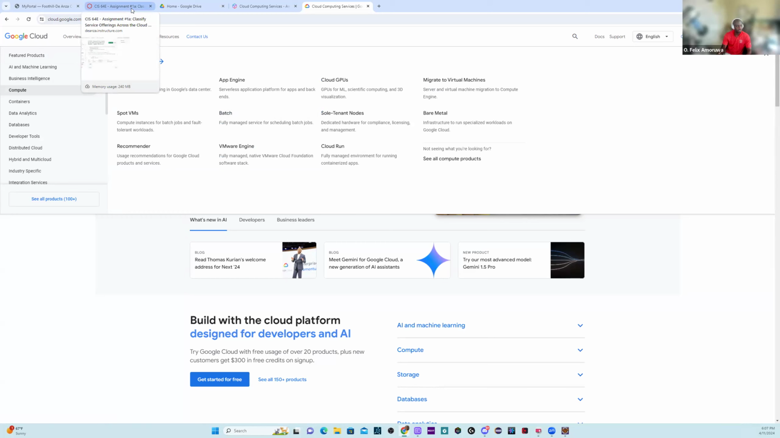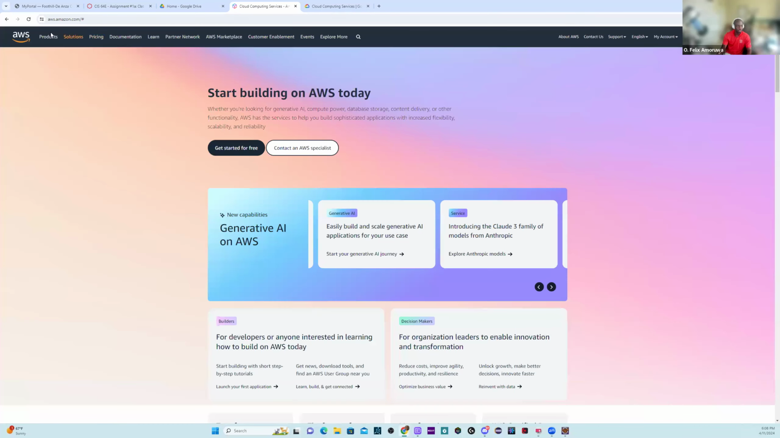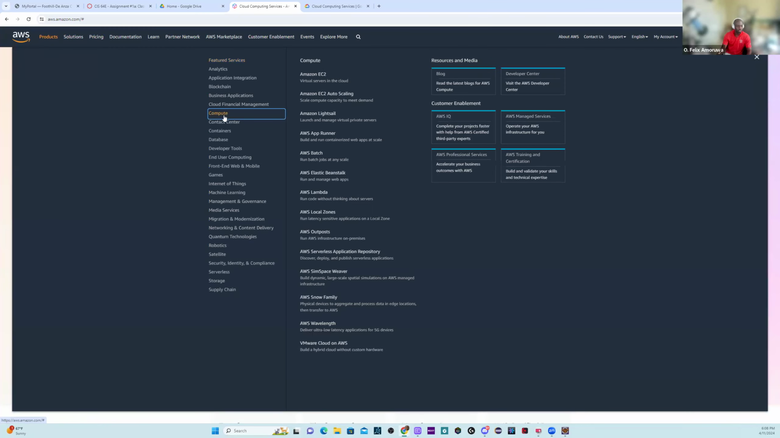And then two, understand how they actually are similar to each other. You can see that there's a compute section for Google Cloud Platform, and you also have a compute section for Amazon Web Services. So you potentially could get asked questions around, what are the compute offerings for Amazon that correlate with Google Cloud Platform?